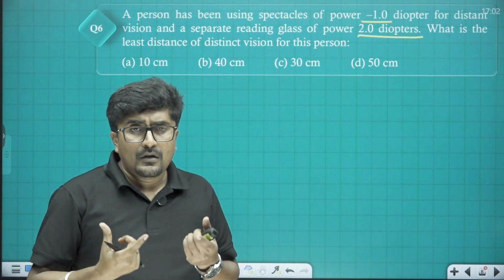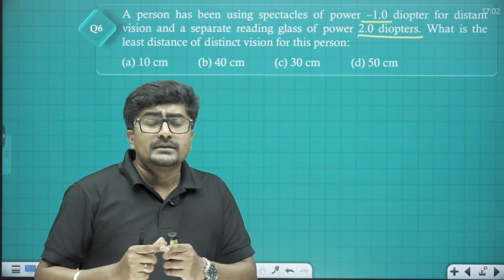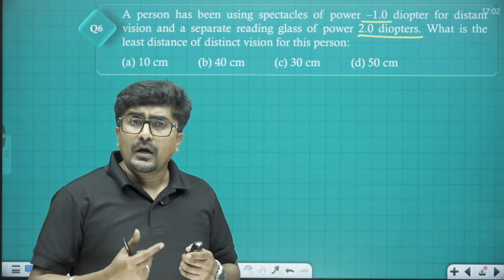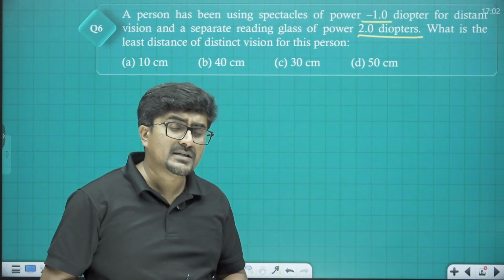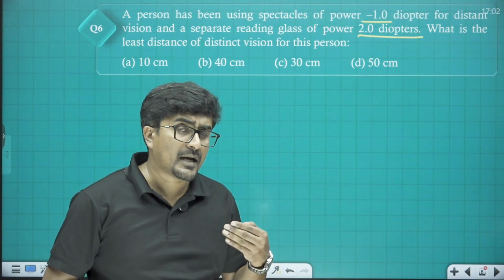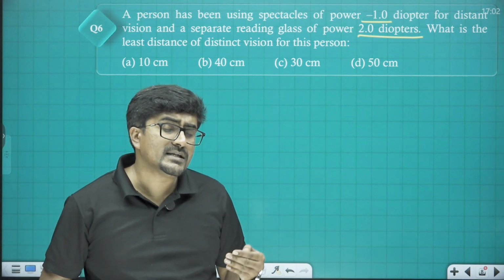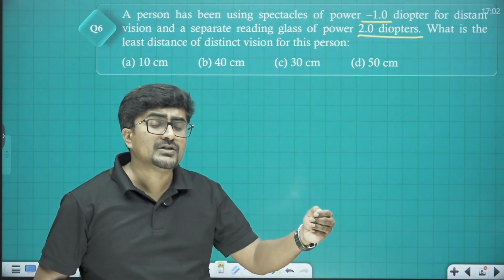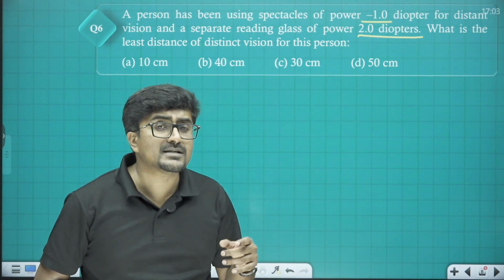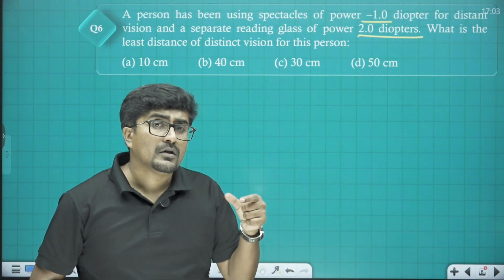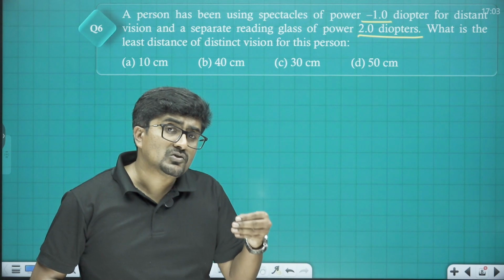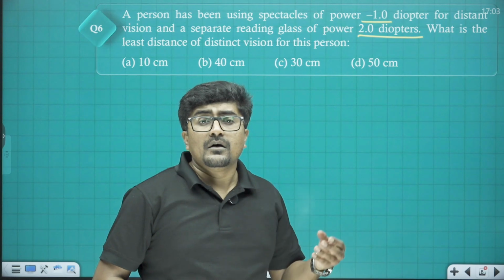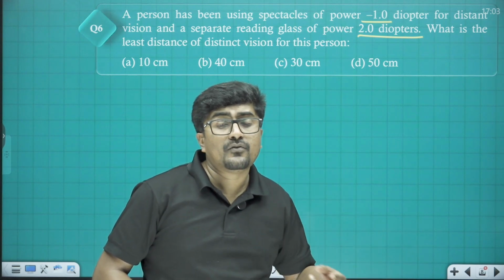All right, the one who has got a healthy eye, the least distance of distinct vision needs to be 25 centimeters. If there is a change in the least distance of distinct vision, then any object kept at the original least distance of distinct vision needs to have its image formed at the new least distance of distinct vision.